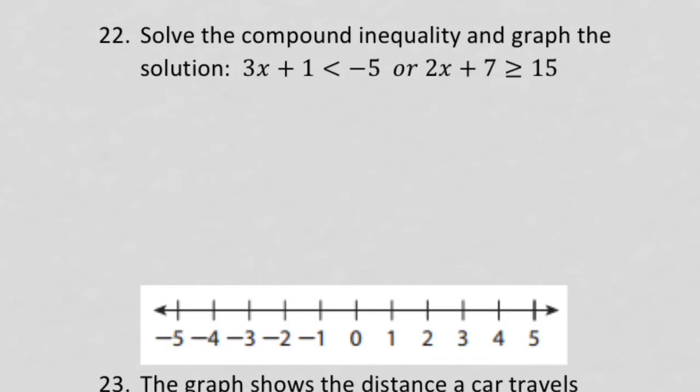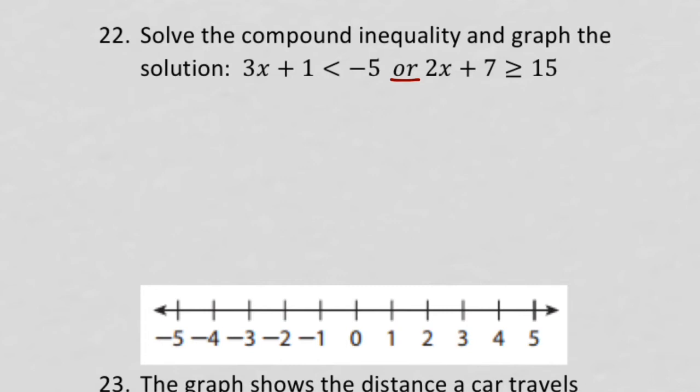Okay, number 22 is another compound inequality. Solve the compound inequality and graph the solution. 3x plus 1 is less than -5, or 2x plus 7 is greater than or equal to 15. In this case, what we have is an OR inequality. For OR inequalities, you just have to solve both parts of it, this one and this one, separate from each other, and to get both of the solutions.